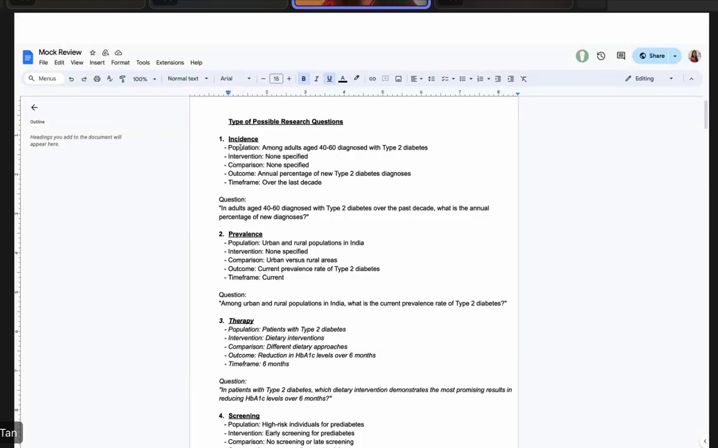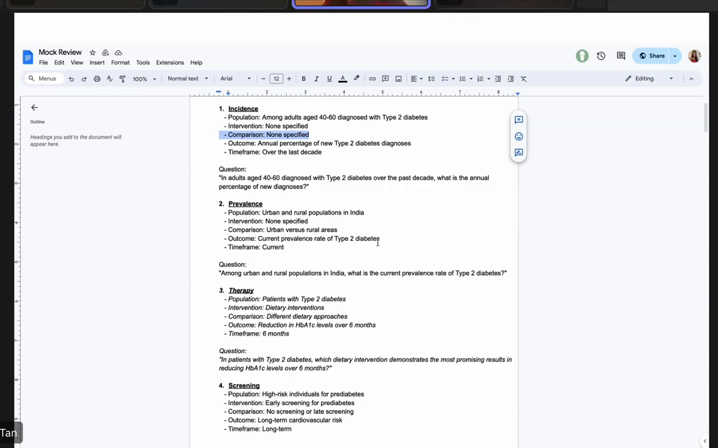So again, for incidence, you look at your population. So among adults aged 40 to 60 diagnosed with type 2 diabetes. And then the outcome would be annual percentage of new, so incidence is new, type 2 diabetes diagnosis. Time frame, for example, you can do over the last decade. And intervention, there would be none because you're not really doing anything. You're just seeing how many people have been newly diagnosed with the disease, and of course, no comparison as well.